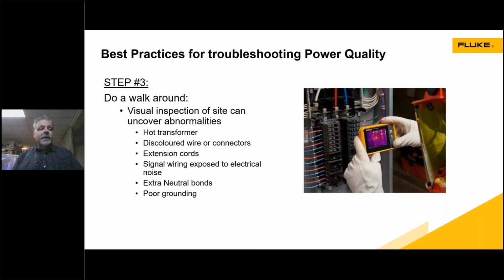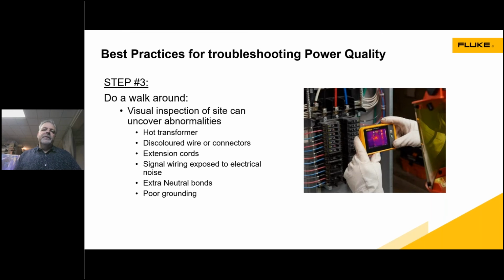You might hear a motor not running correctly. You might use a pocket thermal imager and see something that's changed in terms of that transformer being hotter, or you'll be able to see discolored wires or connections. Maybe somebody's plugging in some extension cords and they're now running something that you didn't think was even connected. Maybe there's signal wires that have been opened up and exposed to the electrical environment while they're waiting for, say, a replacement circuit board to come.